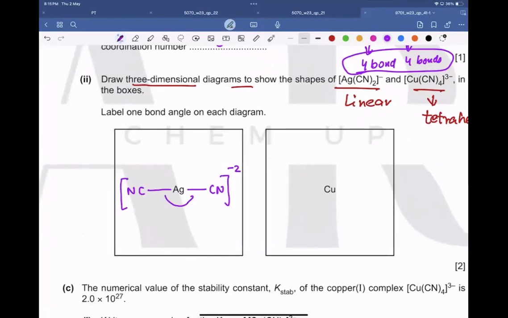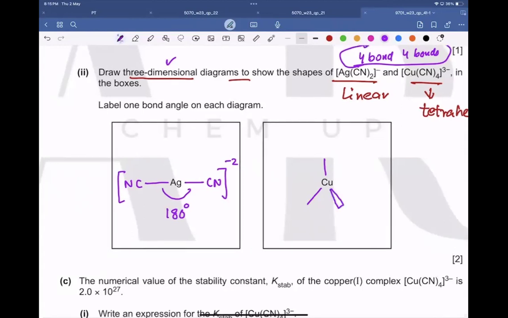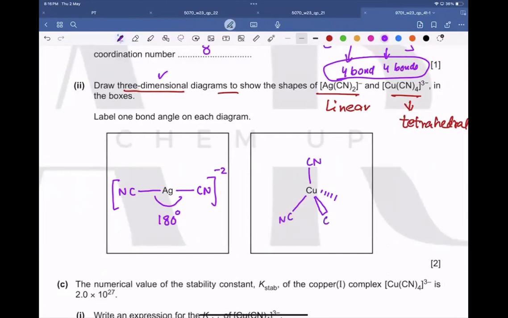With the copper, as it's tetrahedral, and they ask you to draw the three-dimensional, you will put two bonds on the plane, which are with the simple lines, one bond with the wedge, and one bond below the plane with the dash. So there are four CN: one CN, second CN, third CN, fourth CN, enclosed in square brackets with the charge, and we know in this case it's tetrahedral, so the bond angle would be 109.5 degrees.